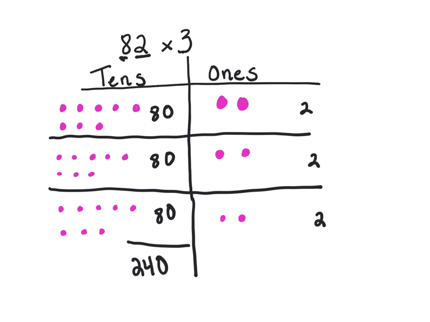And how many 2's do we have? We have 2, 4, 6. So this side is 6. And how much do we have? We have 246 place value discs. So this is one strategy to solve 82 times 3. You might want to start using place value discs to help you solve multiplication problems. It gets big, so let's try another one.